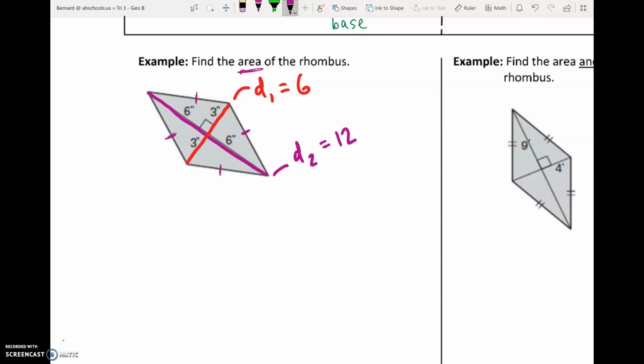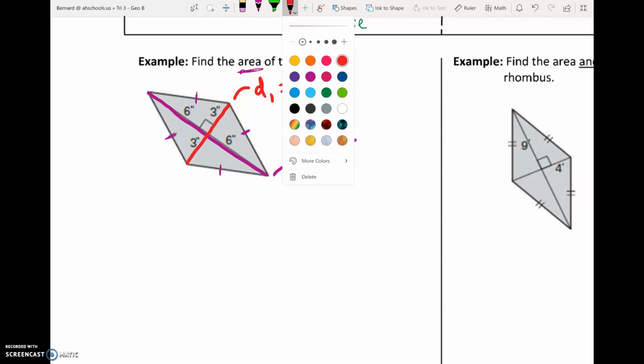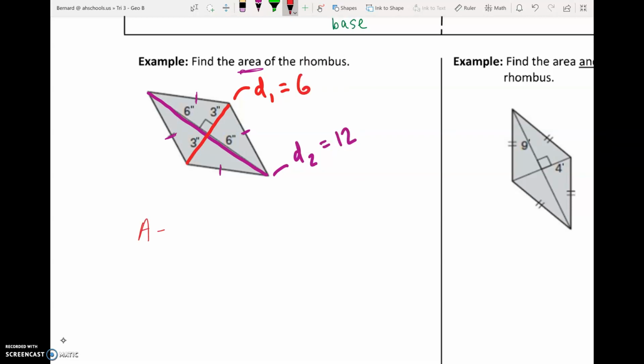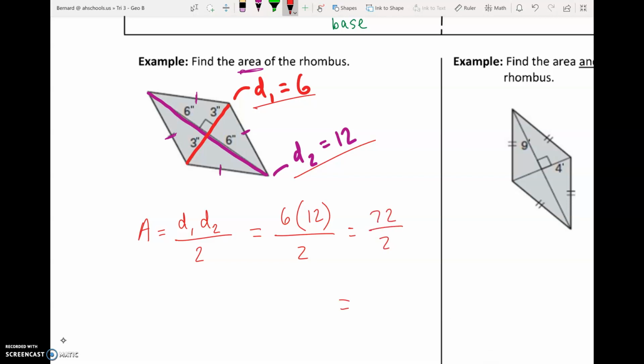Since we were given diagonal information, let's use the formula that works with diagonals. Area equals diagonal 1 times diagonal 2 divided by 2. So diagonal 1 we'll call 6, and we'll multiply that by diagonal 2, which is 12, and then divide by 2. 6 times 12 is 72, and 72 divided by 2 is 36. Now, we are finding the area, so this is square units. That quotation mark there means inches, and so it is 36 inches squared for our final answer.